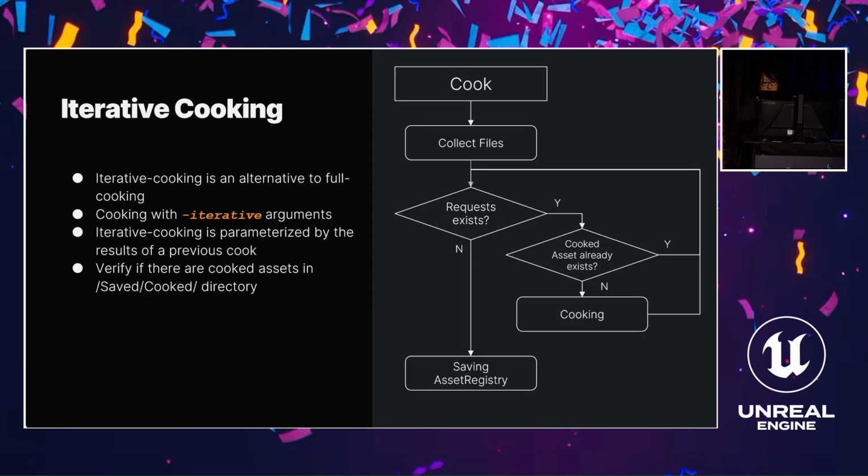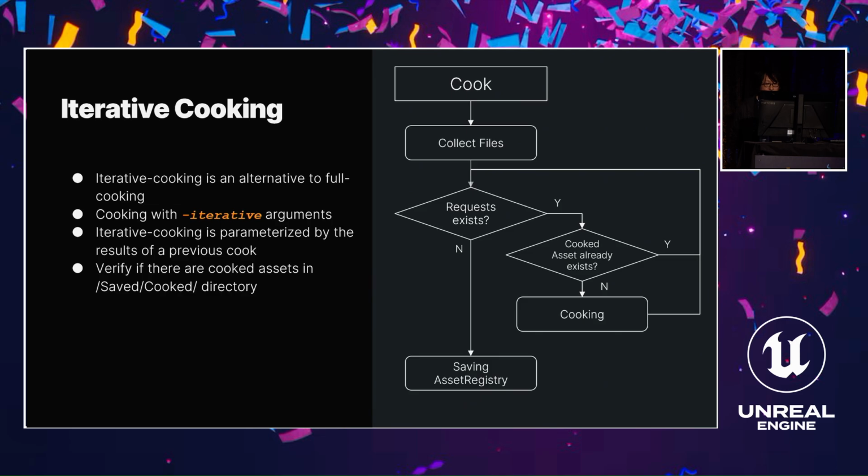The next topic is iterative cooking. Iterative cooking is an alternative to full cooking. Full cooking involves cooking every specific package. On the other hand, iterative cooking is parameterized by the result of a previous cook.